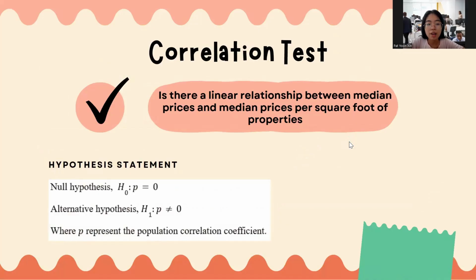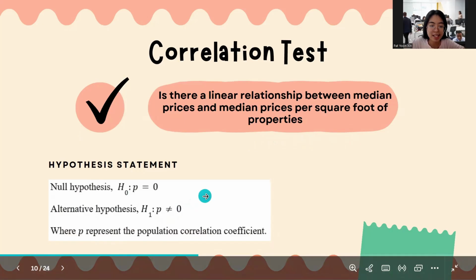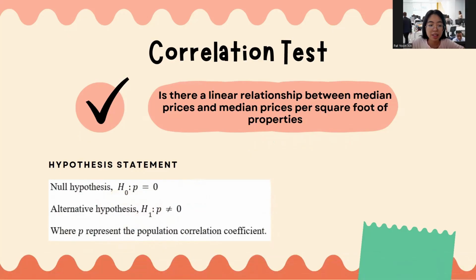Besides, we have also used the correlation test to test if there is a linear relationship between the median prices and median prices per square foot of properties. As for the hypothesis statement, the null hypothesis is P equal to 0, where P represents the population correlation coefficient. And then the alternative hypothesis is P not equal to 0.